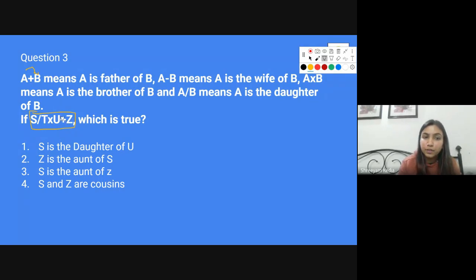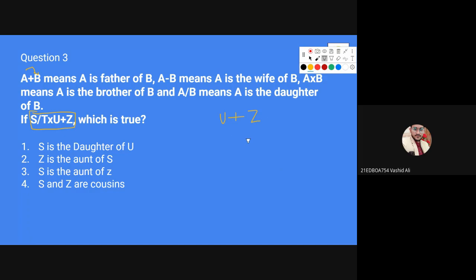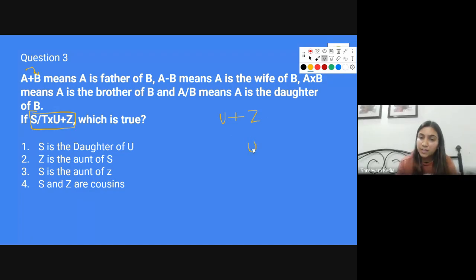So u plus z, let's see, u plus z, what does this mean? U is the father of Z. Yeah, U is the father of Z. Simple. ठीक है.